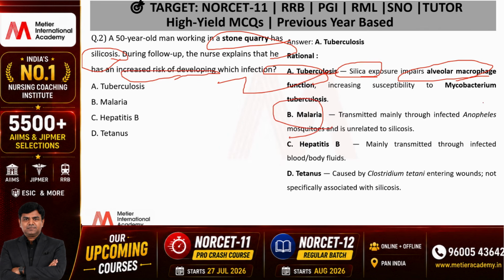It is caused because of what? Anopheles mosquito, and it is unrelated to silicosis. Hepatitis B, it is totally different. Here it is transmitted by the blood and body fluids. The lung is going to get affected.